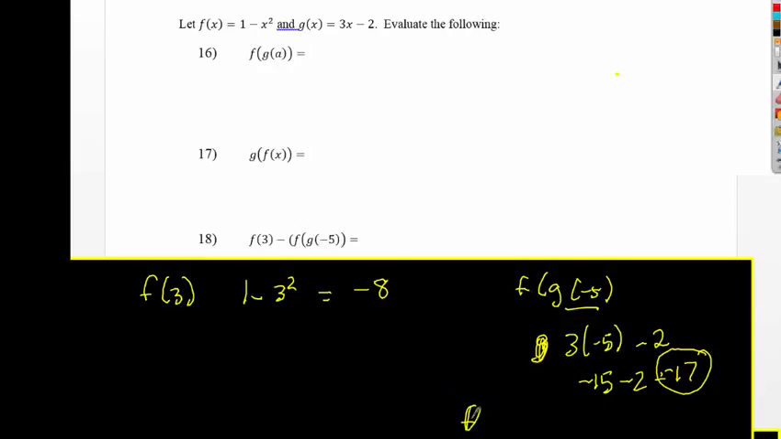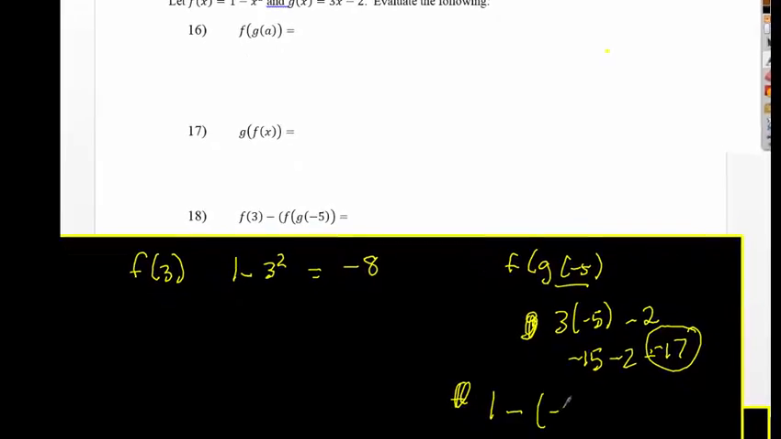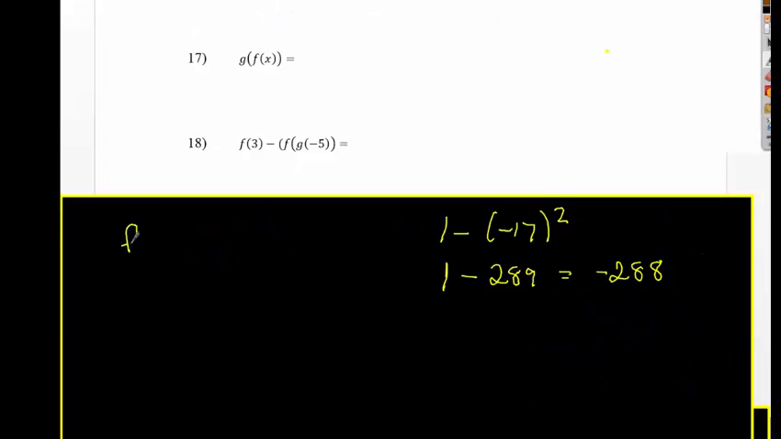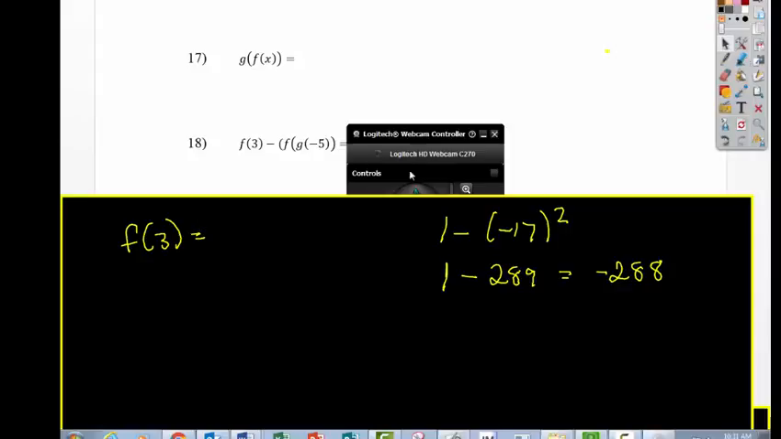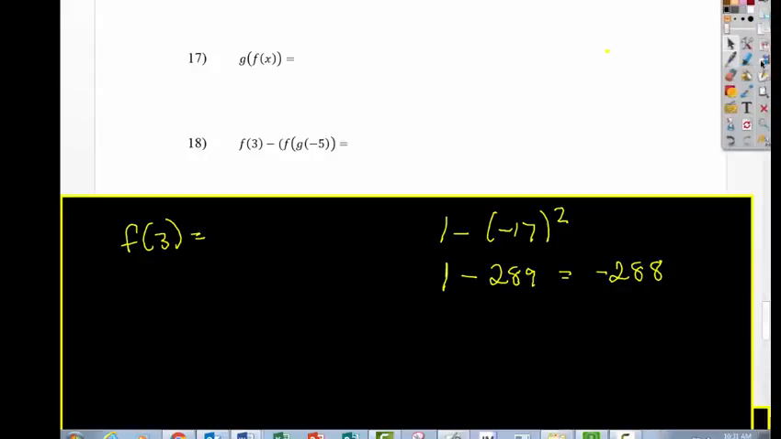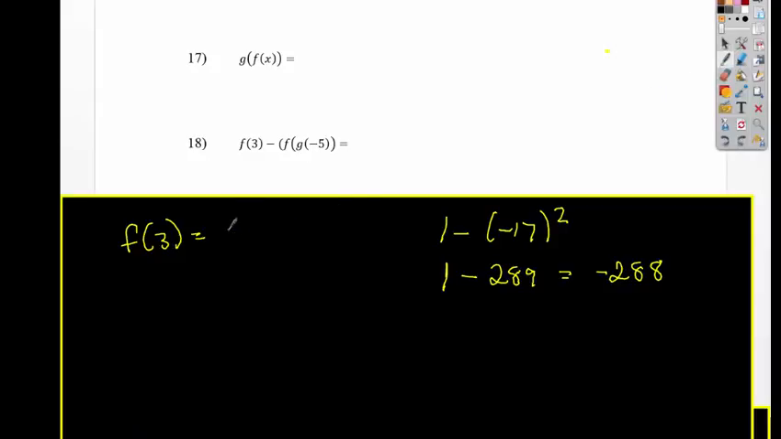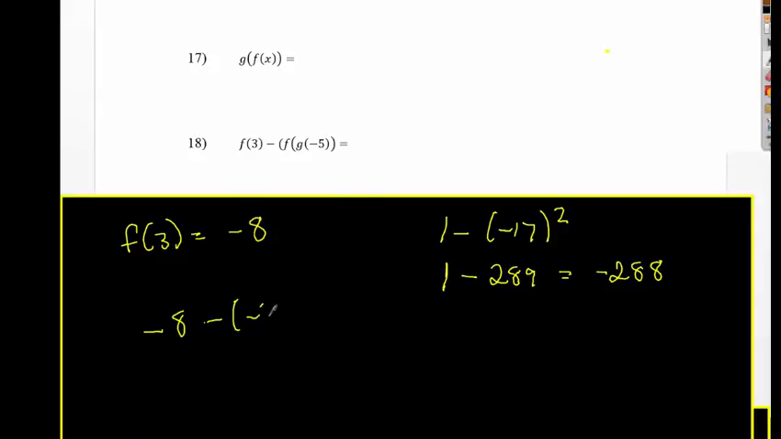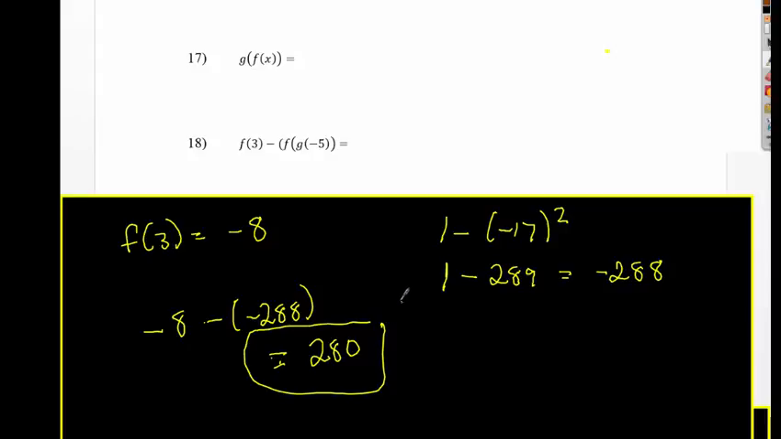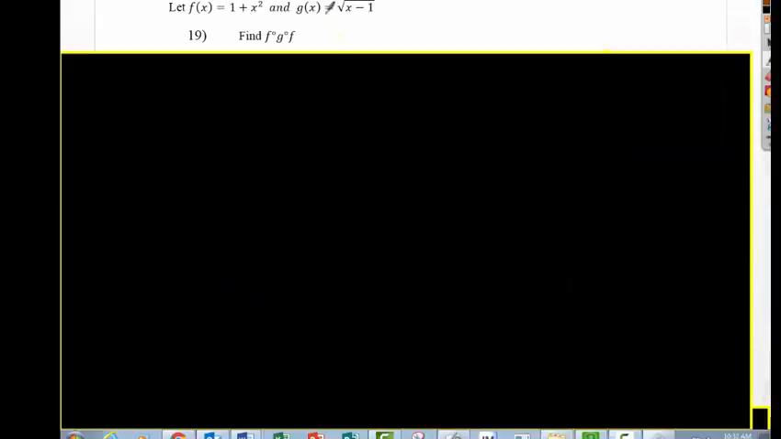So f of g of negative 5 is negative 288, and we said that f of 3 was equal to negative 8. So I'm doing negative 8 minus a negative 288. If you can do this kind of composition, you pretty much can do any type of composition.